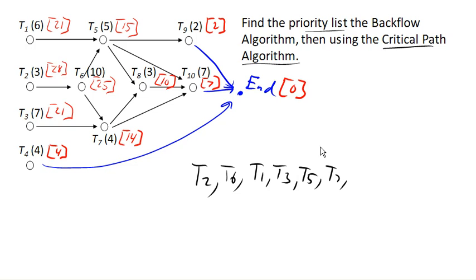And then, let's see, then we've got task 10 and task 4. And finally, task 9. And this is the same priority list we came up with before, but in a much simpler way, by backflowing first, then we didn't have to go searching for critical paths. We just look at those critical times that we've identified in red and list the tasks in decreasing order of that critical time. And that creates our critical path algorithm-based priority list.